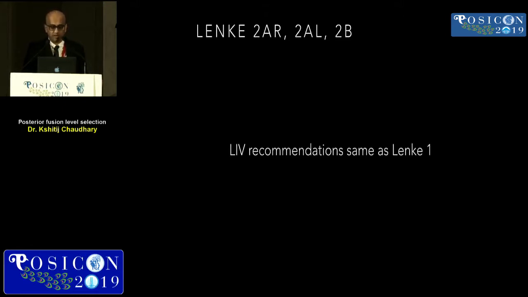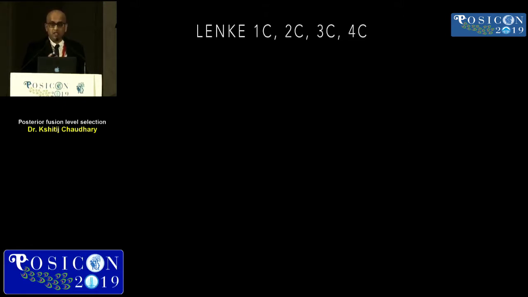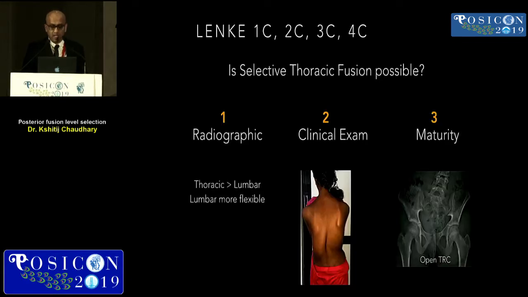The upper level changes. For the double curves, the C modifier curves, the 1C, 2C, 3C, and 4C, one needs to always ask a question, is selective thoracic fusion possible? And we need to consider 3 important aspects of the curve whenever making this decision.